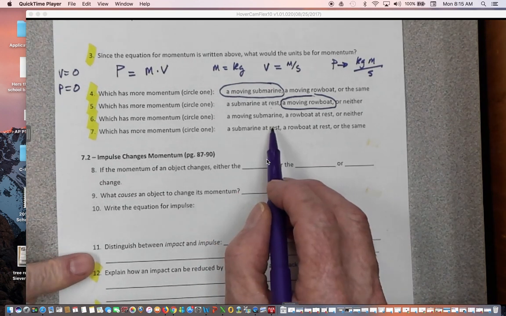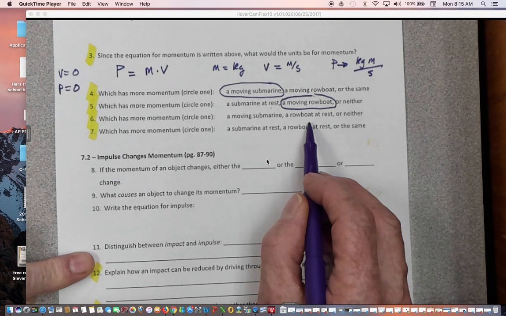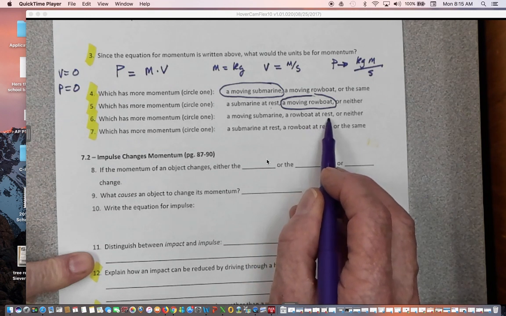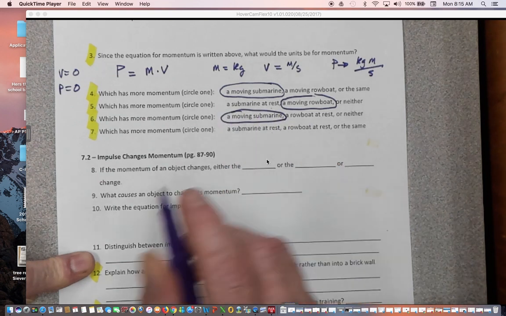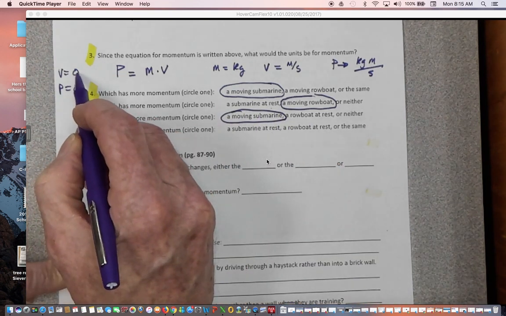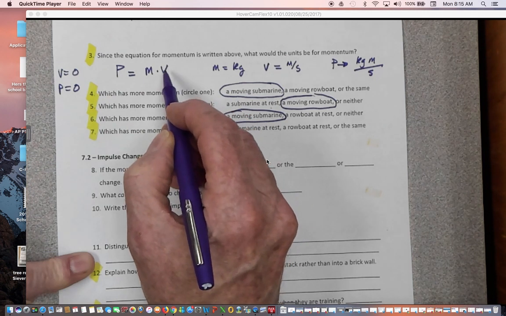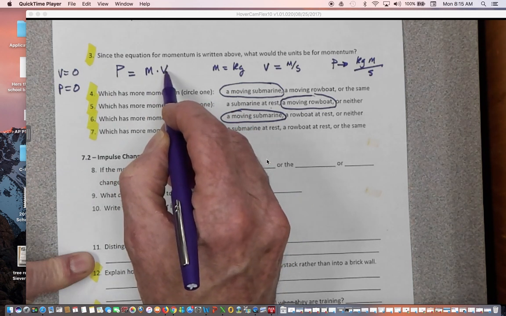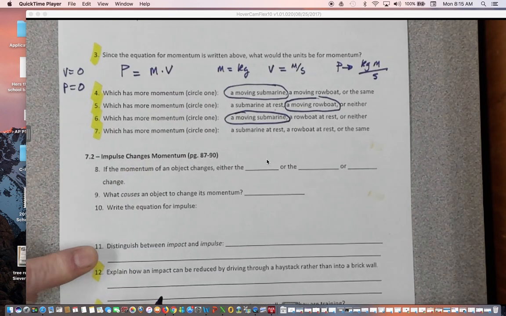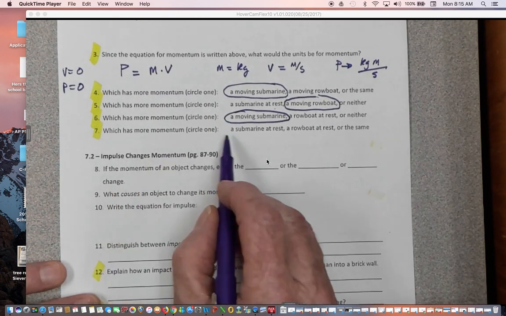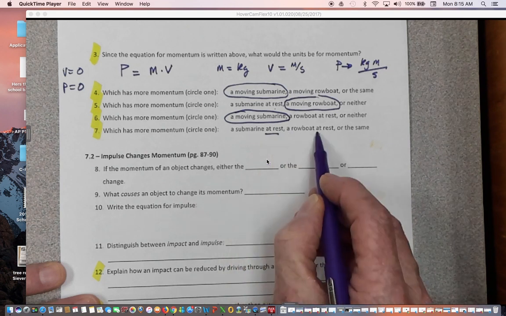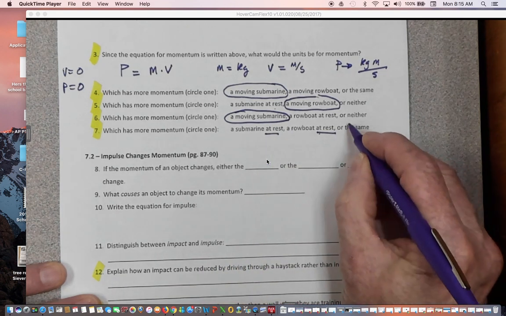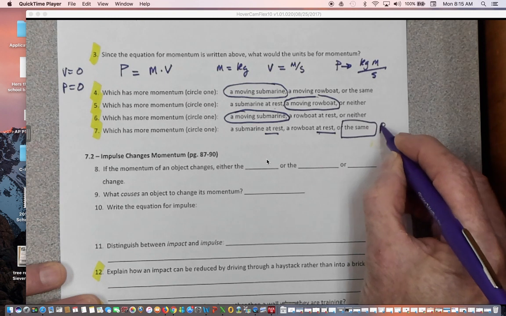Now, this one's easy. Again, if something's at rest, it has no momentum. That's the idea of this. So if you are at rest, it means your velocity is zero. This is multiplication. 0 times mass gives you 0. You do the last one on your own. Which has more momentum? Oh, wait a minute. They're both at rest. Then they would have the same momentum, which is 0.